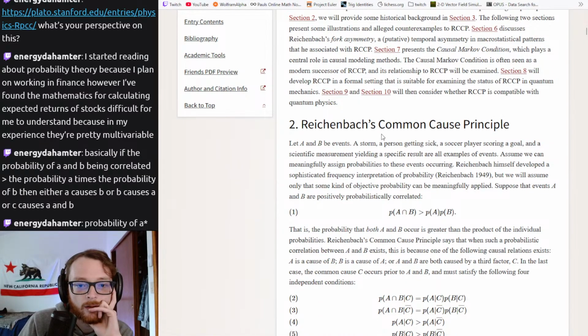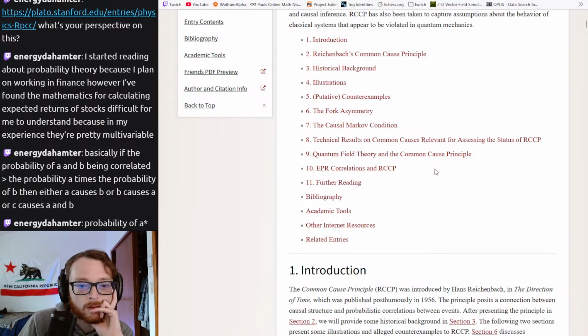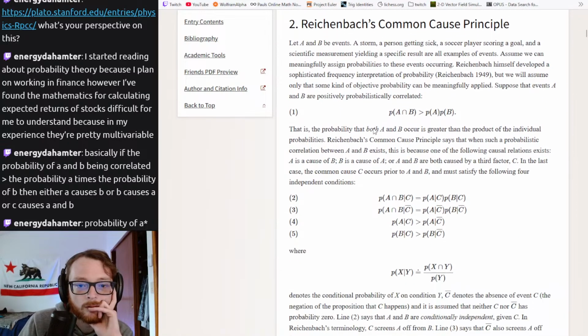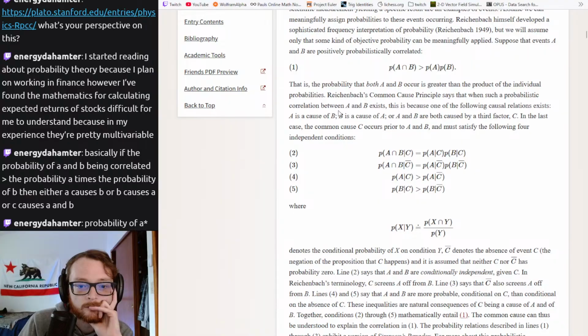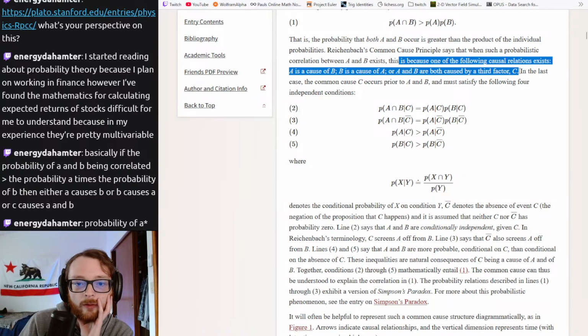Let's see if we can get an idea. So they say that's controversial. We might skip to that section. Probably both A and B occur because one of the following causal relations exists: A is a cause of B, B is a cause of A. Okay, so this is what you said exactly.